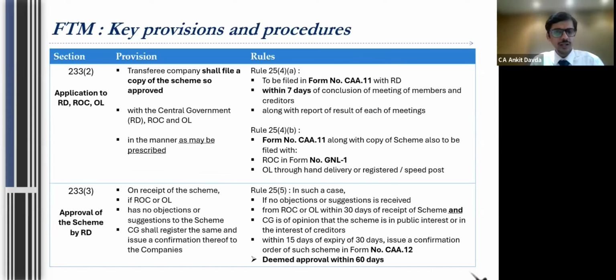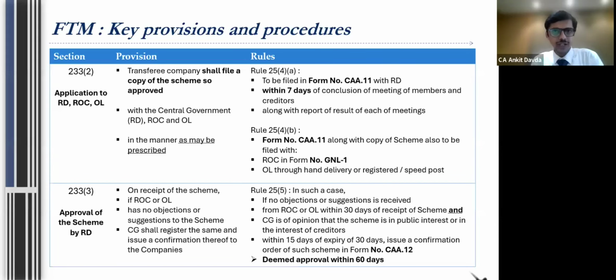After the scheme is approved, once you follow all processes under 233(1) A, B, C, D, we are on X plus 35 day when members have already approved the scheme. Now, the transferee company will have to file a copy of the scheme so approved with the central government, meaning RD, ROC and OL, in the manner as may be prescribed. So it says that CAA 11 is there with RD, we need to file. And there is an RD1 electronic form which we need to file as the application. CAA 11 is a physical form, and in the RD1 electronic form we will file that application.